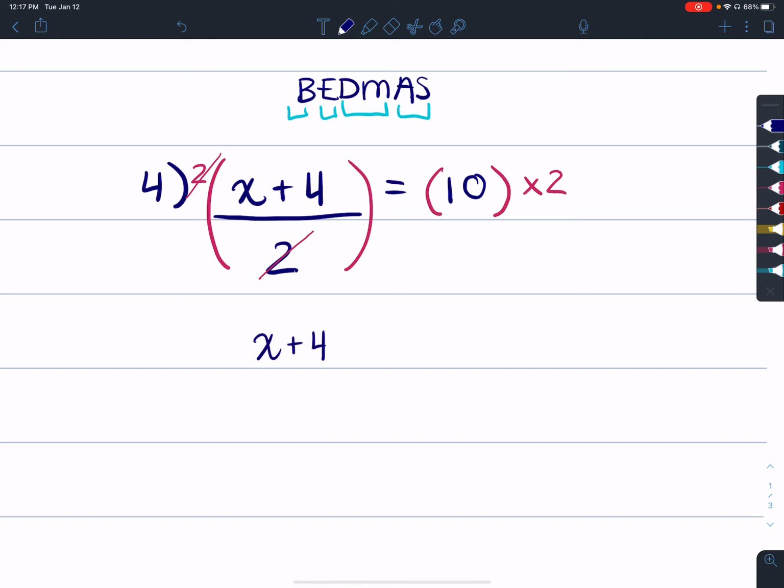x plus 4 equals 10 times 2, we get 20 over here. And now we can finally undo that addition. So the opposite of plus 4 would be minus 4, and what we do to one side, we do to the other. So we get x equals 16.